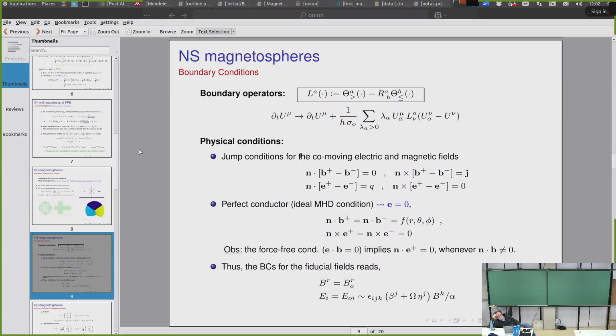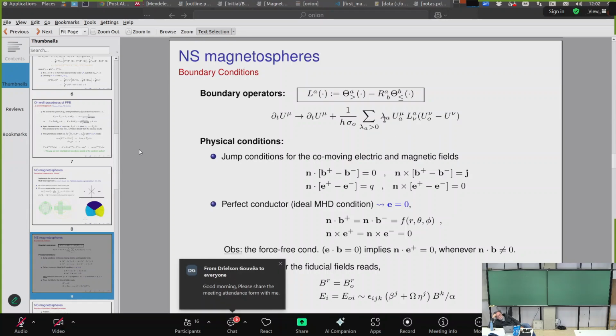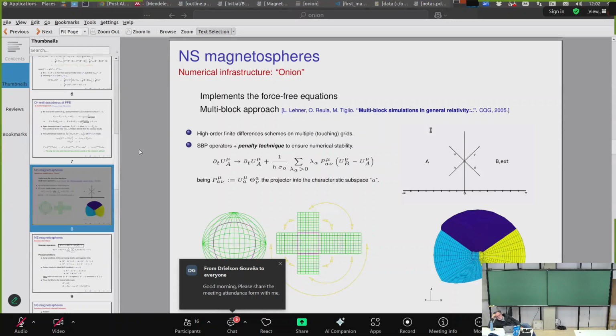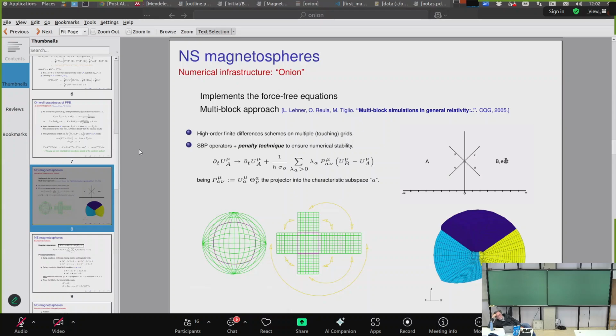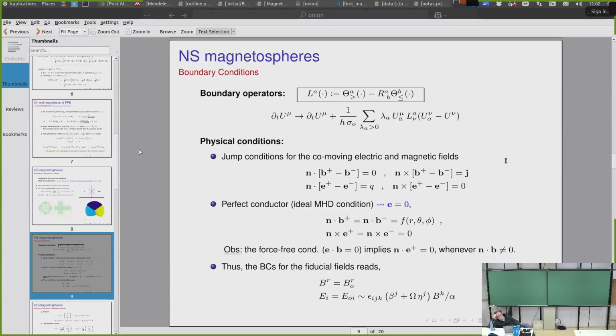So the idea is to use the same infrastructure with the penalty terms, but now instead of having this neighbor domain B, we have an exterior domain, which in this case would be the neutron star, let's say.